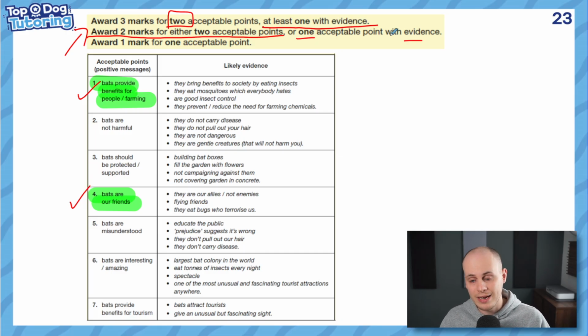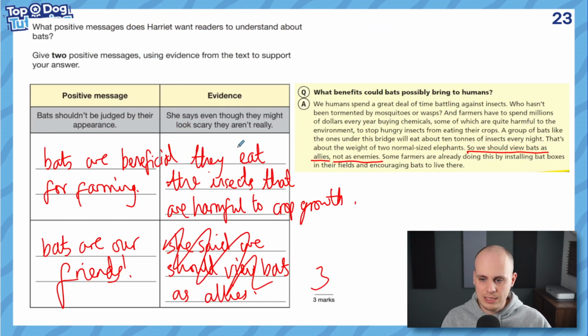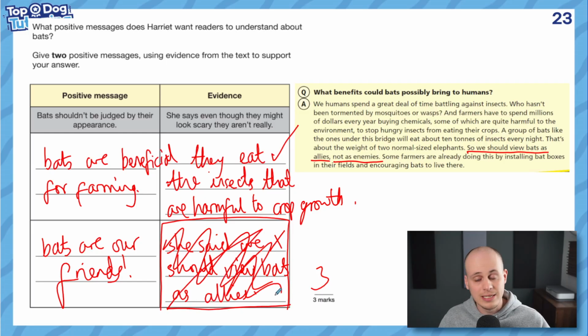It's worth doing, and I'll tell you why. I've seen children before, if I go back one step, do a really good bit of evidence for one, but something that's not evidence for the second one, and they still get their 3 marks, because actually they had 2 valid points, one with really good evidence, and then this one, let's say this was the bad evidence. Well, they didn't need it anyway, so it didn't lose them any marks. That's kind of cool. So there we go.